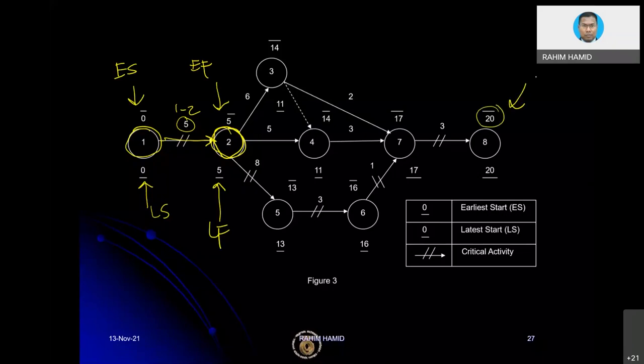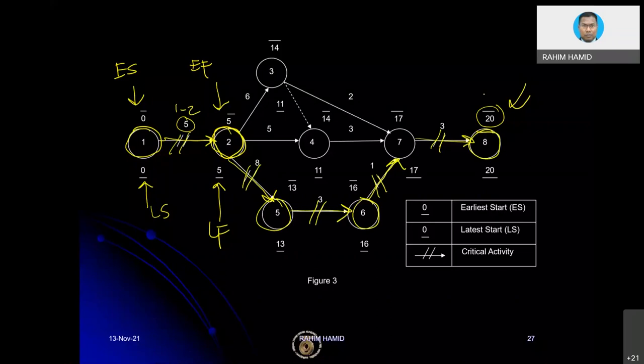And then you notice that the ones marked here with a double slash line indicate the critical path. So these activities are the critical path. Okay, those are the critical path.